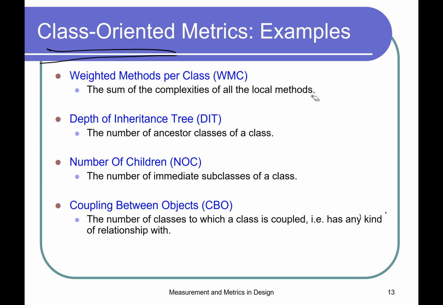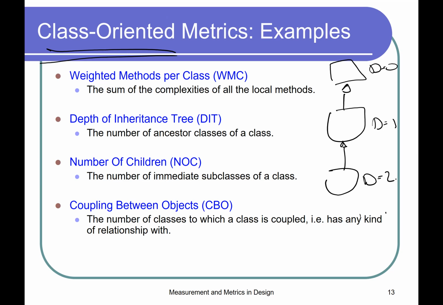Next up is the depth of inheritance tree. It's very simple. If I have a class and I don't have any ancestors above it, then it has a depth of 0. If I have something above it, then it has a depth of 1, and the thing that is above it has a depth of 0. If it has something below, that thing that is below has a depth of 2. The deeper we go, the harder it is to understand the class.